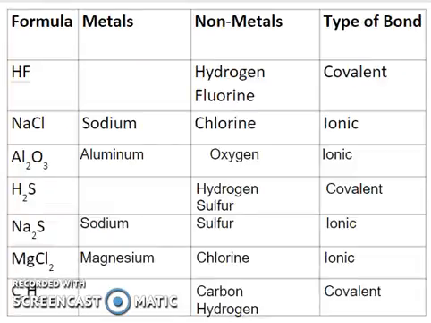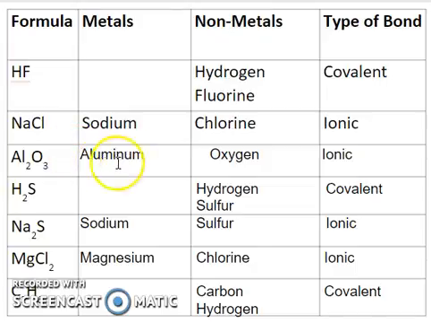So let's look at some examples of some formulas and figure out if they have a covalent or an ionic bond. We start with HF, okay? Hydrogen is a nonmetal, so is fluorine. That means we're looking at a covalent bond between those two atoms. If we have NaCl, which we know is salt, we have 1 part sodium, 1 part chlorine, so this is going to be an ionic bond because we have one metal and one nonmetal.